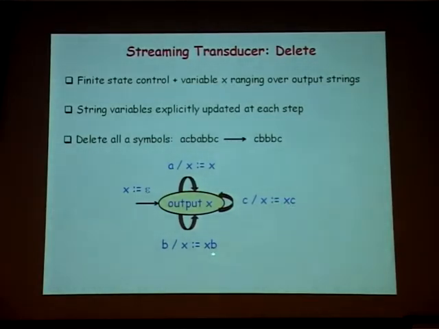For B the operation is the same. B is added at the end of x. And when the string ends, the transducer outputs x. Okay, so x is the output variable here. So it's kind of obvious how this program works.